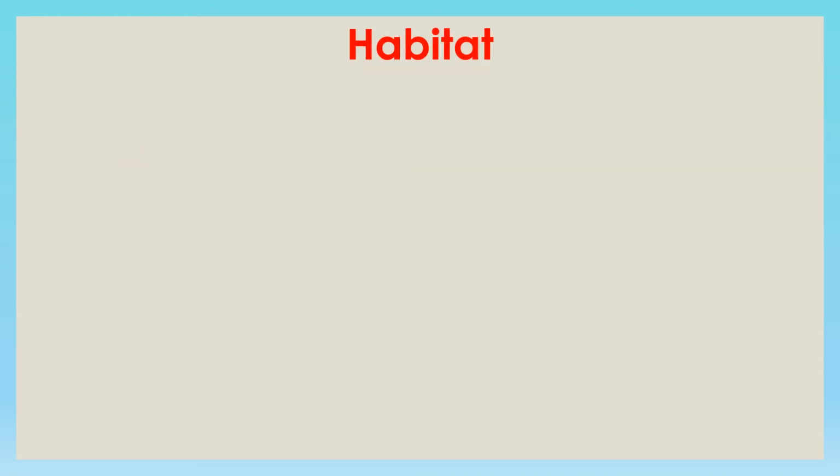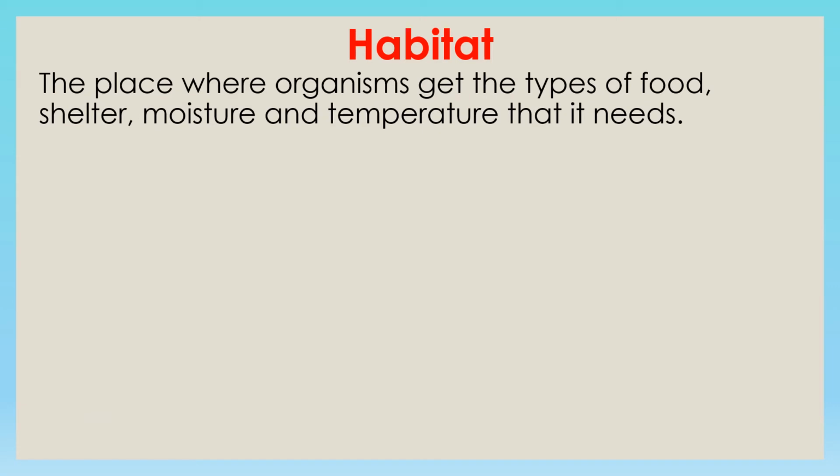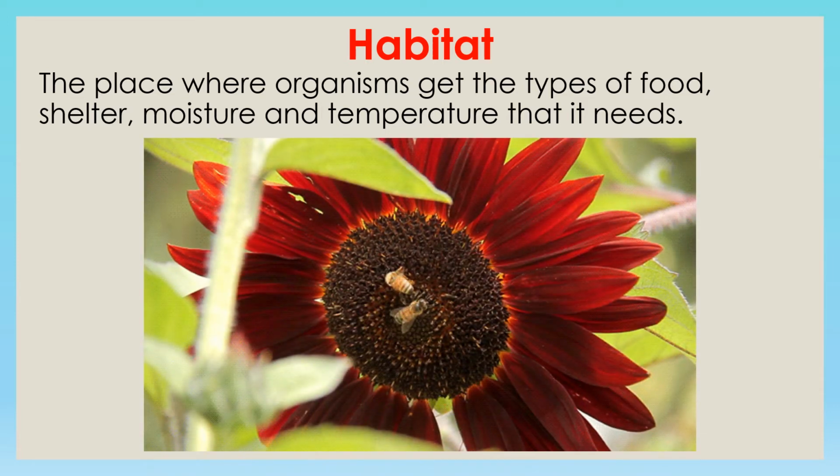Habitat. The place where organisms get the types of food, shelter, moisture, and temperature that it needs. So as you look at this picture, you can see a bee or bees sucking up the nectar of a flower, and it is the bee's habitat.